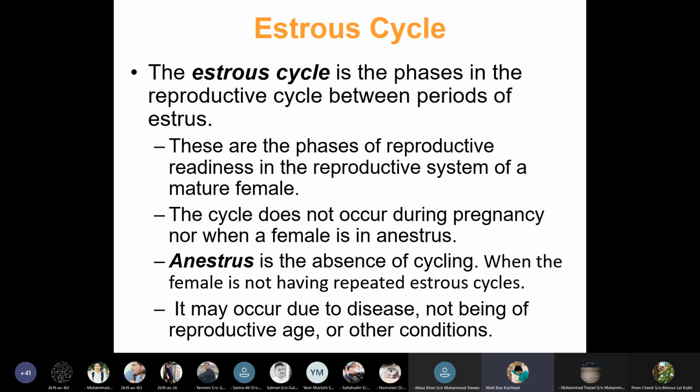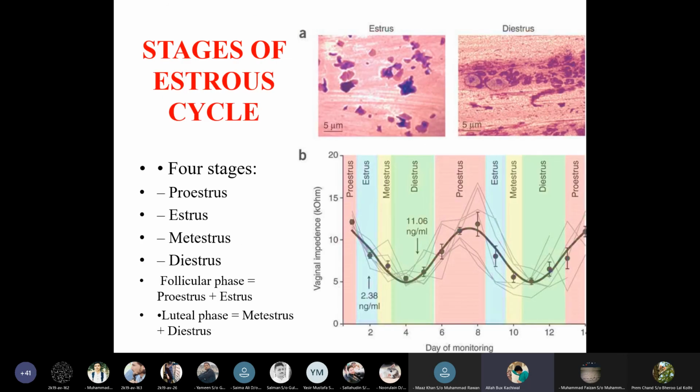And even the estrus may stop in disease conditions or for nutritional reasons, or there are so many reasons which may develop the anestrus. So we will discuss those reasons in the later slides.